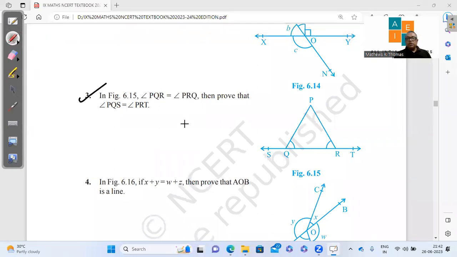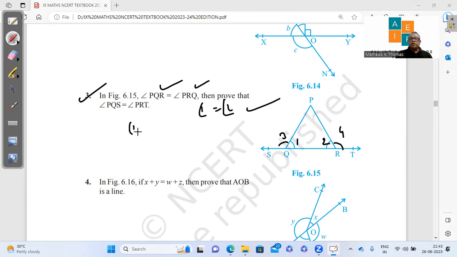Moving on to question number 3, figure 6.15, the interior angles, angle PQR and PRQ are already given. So these two angles are already equal. So angle 1 and 2 are already equal. Question is, prove that angle PQS and PRT are equal. The exterior angles have to be proved equal. So 1 and 2 are equal and we have to prove 3 equal to 4.